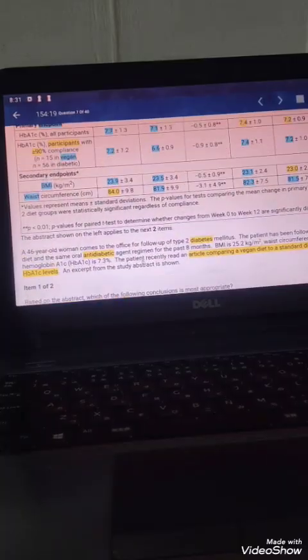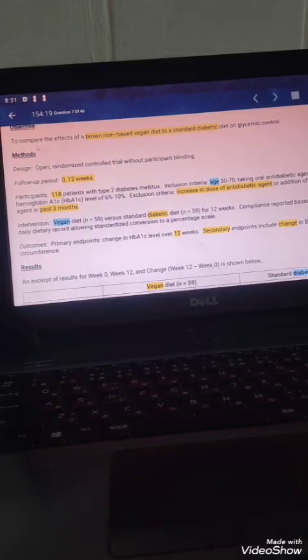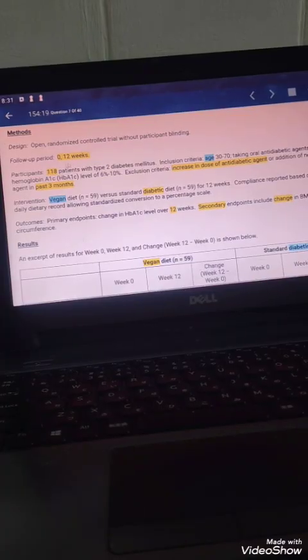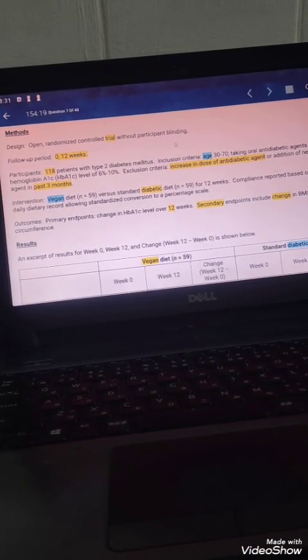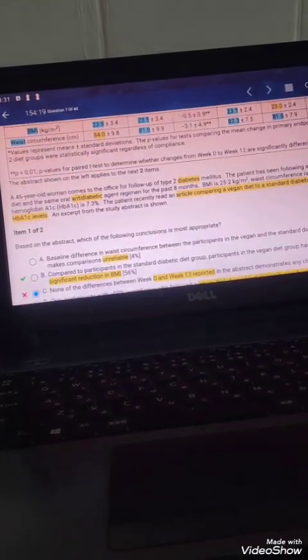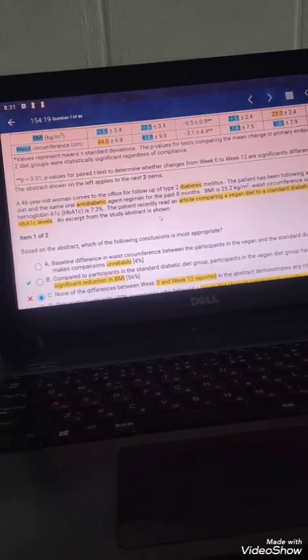So I will re-summarize this. Just read the first few lines of the text, to compare the plant-based vegan diet to a standard diet. Then they have done the follow-up periods, and it was a randomized, blinded trial with two groups on diabetic patients, and they have given a table. And then what are they asking? They are asking for a patient suggestion.